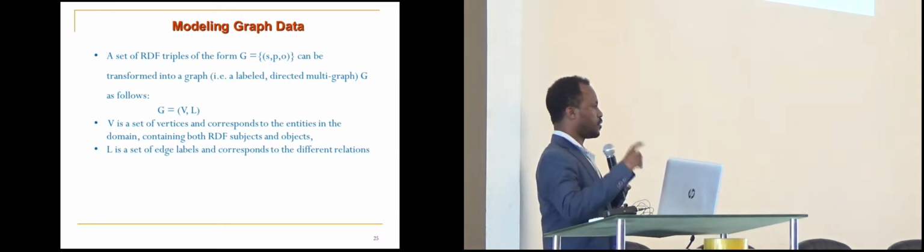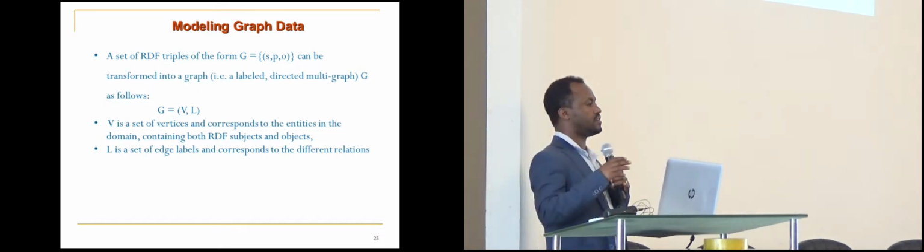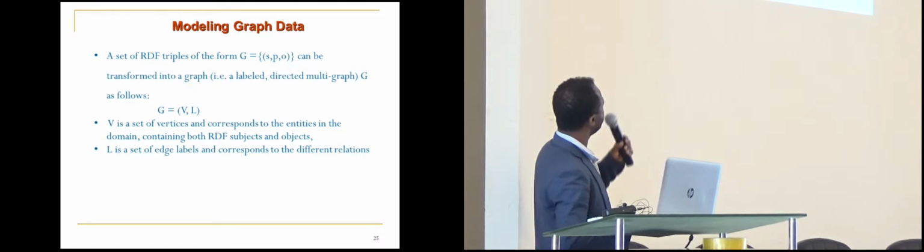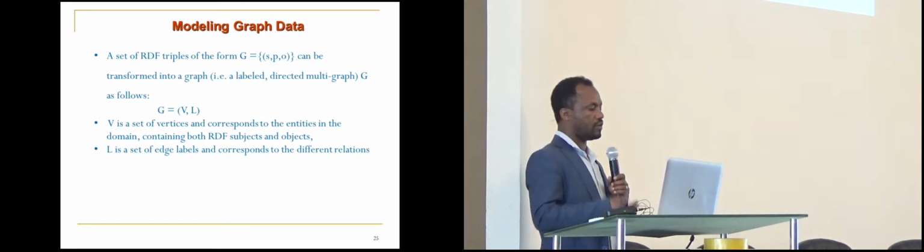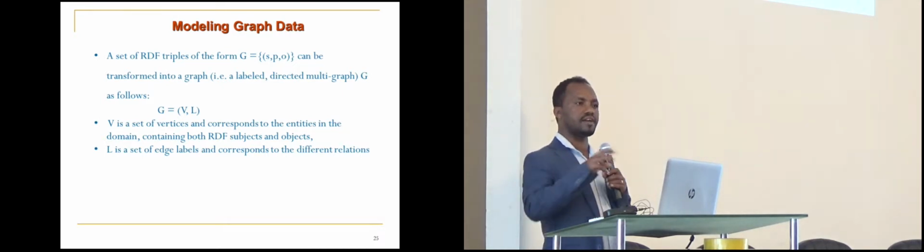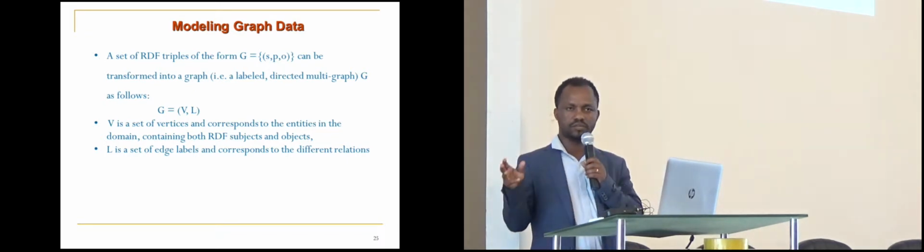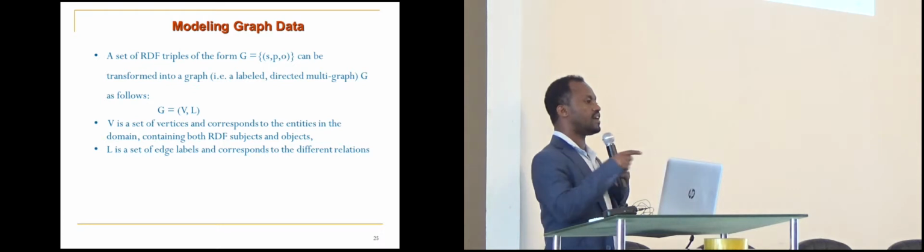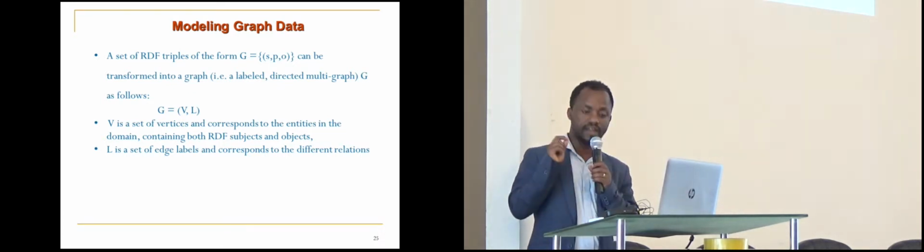Before we apply tensor factorization, the graph data can be represented as a graph G, where G is a collection of vertices and labels. Entities that appear in the subject or object position can be considered as vertices, and they also have relationships. So we can represent it in a graph.